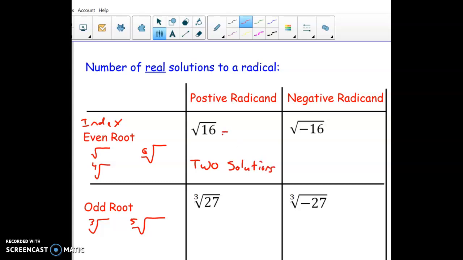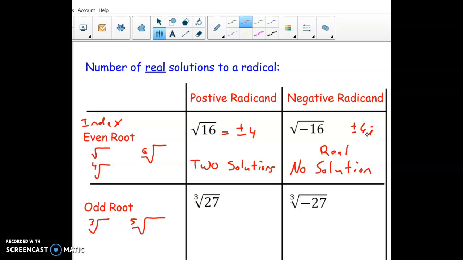Okay, so this particular one would be plus or minus 4. All right, and if it's negative, there's actually no solution. We talked about in previous chapters that that's actually an imaginary. This is like plus or minus 4i. But in this chapter, we're only going to do a real solution. So maybe we should put no real solutions here, right?